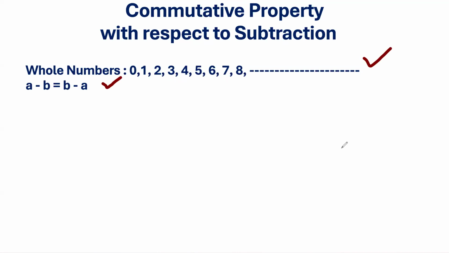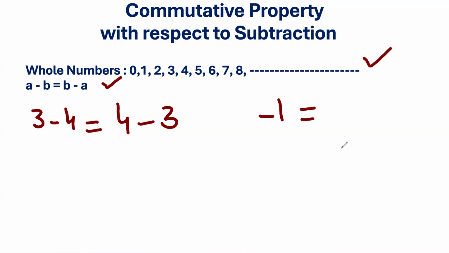So you can check A is equal to 3 and B is equal to 4. These two sides are not equal. 3 minus 4 will give you minus 1, and 4 minus 3 will give you 1. So the left-hand side and the right-hand side are not equal to each other. So this property is not satisfied. Now you can take any other example.